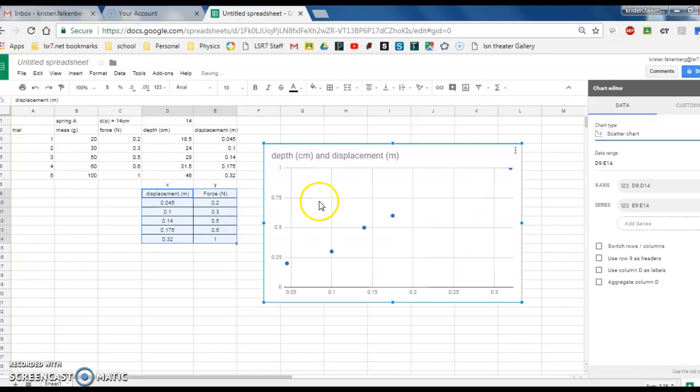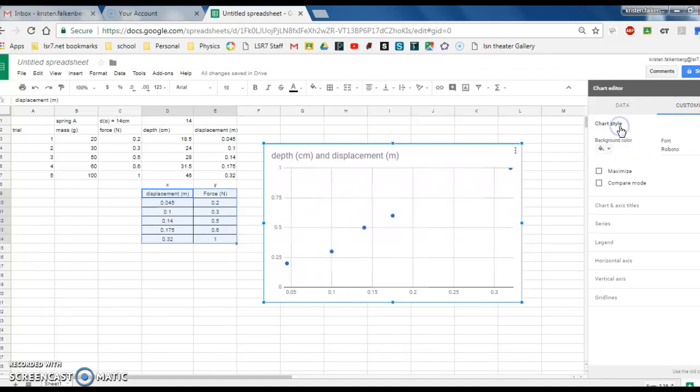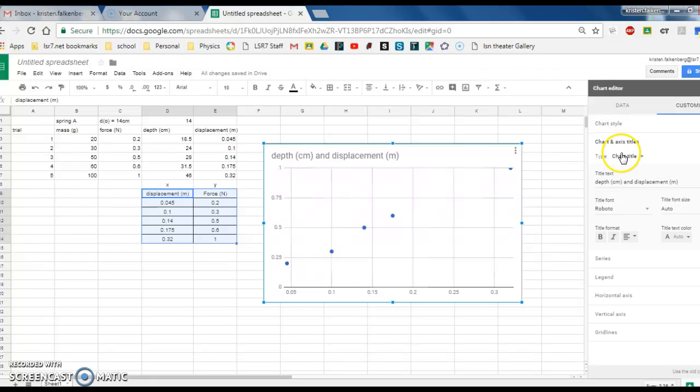Okay, and I'm going to verify that my force goes up to 1.0, and that's right there, so that should work. Now I'm going to go to Customize next, and Chart Style. I don't need that. Chart and axis titles, I definitely want to do that. Chart title: I don't want depth and displacement, I want force versus displacement. And I don't need the units in the title.